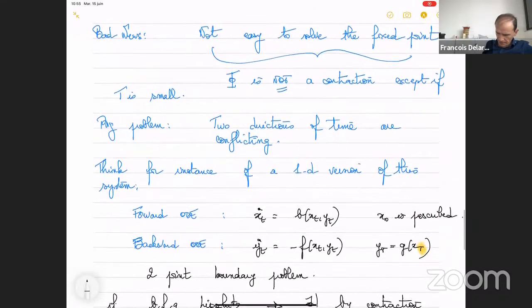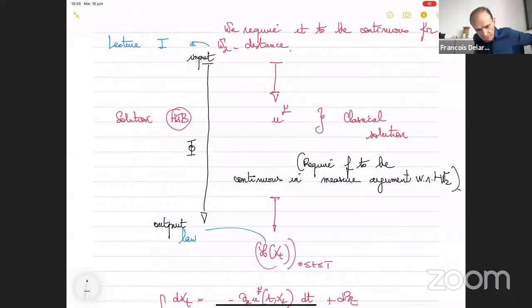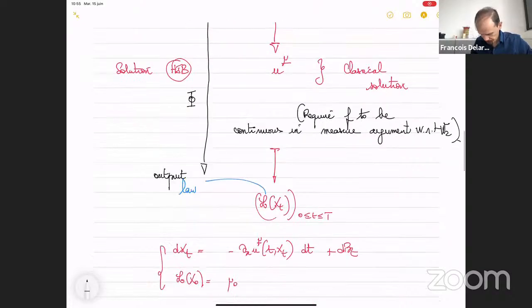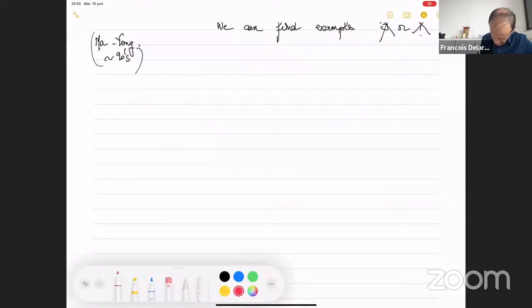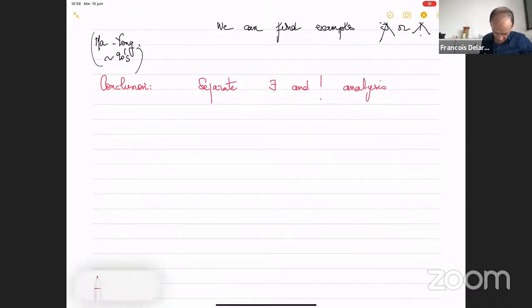Anyway, so you could say what to do for existence or what to do for uniqueness if you don't have a solution to this equation, if you don't have a contraction. So basically, you have to separate things in two parts. What people do is that they address separately existence on one side and uniqueness on another side. This is exactly what I'm going to do because we don't have a direct contraction argument. So the conclusion of this analysis is that we need to separate existence and uniqueness analysis. Okay. I'm going to start with uniqueness.